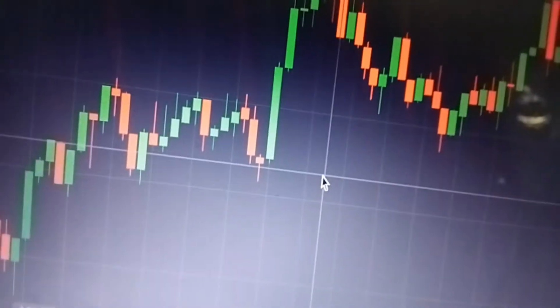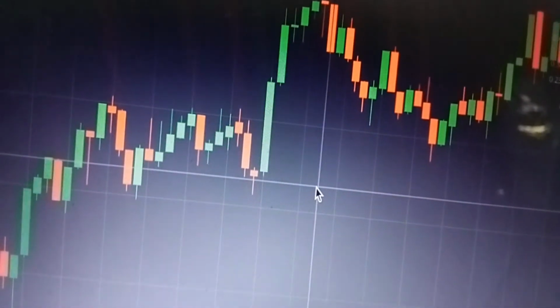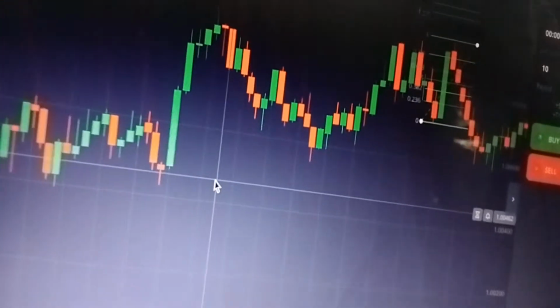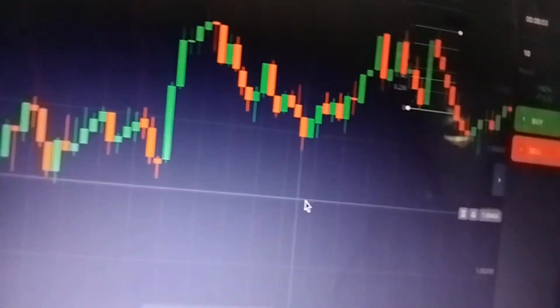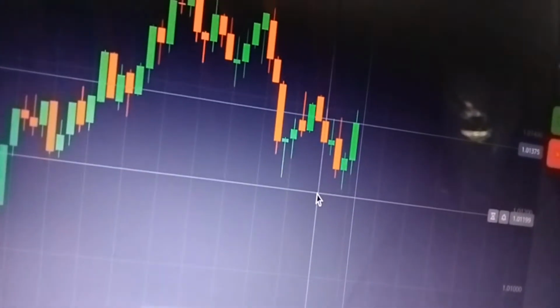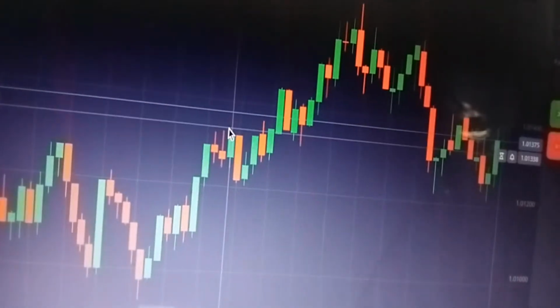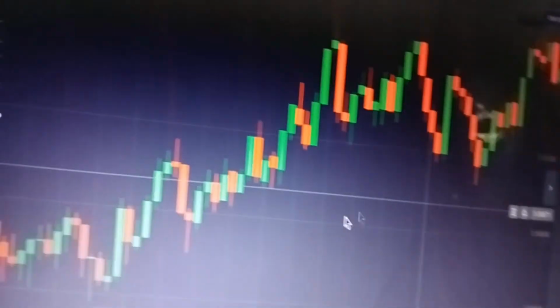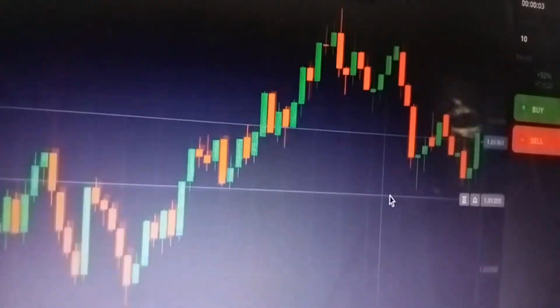if you backtest it, if you look at the price action, live price action, or just what price has done in the past, the history, you will understand that this thing is really helpful.